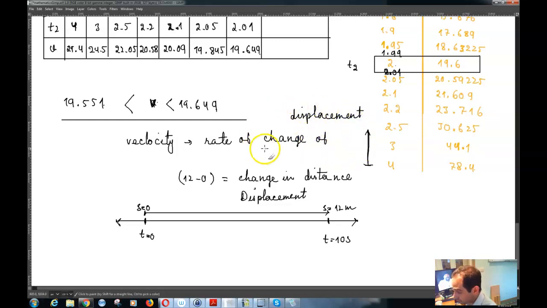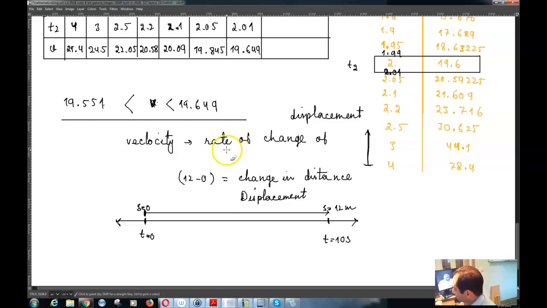Or basically, if you want to understand this in a better way, you can also say that the velocity is the rate of change in the way that an object changes its distance from some well-defined point in the coordinate system. And a more sophisticated way of saying the same thing is that velocity is the rate of change of displacement. That basically means the same thing.